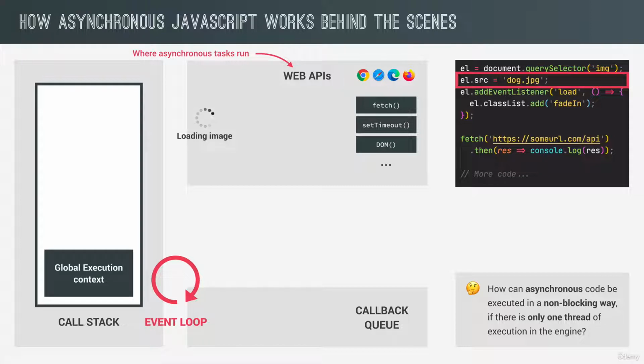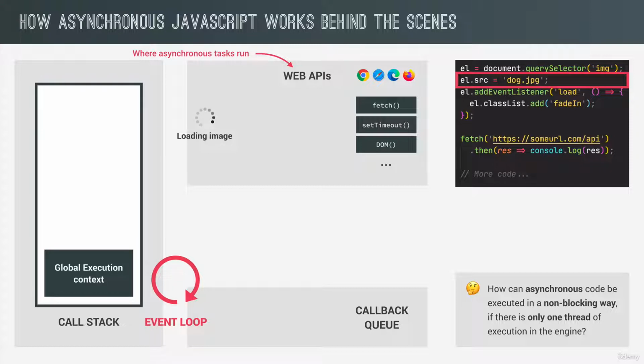Now, if the image would be loading in a synchronous way, it would be doing so right in the call stack, blocking the execution of the rest of the code. But as we already learned, that would be terrible. And that's why loading images in JavaScript is asynchronous. So it does not happen in the call stack, so not in the main thread of execution, but really in the web APIs environment, as I mentioned before.